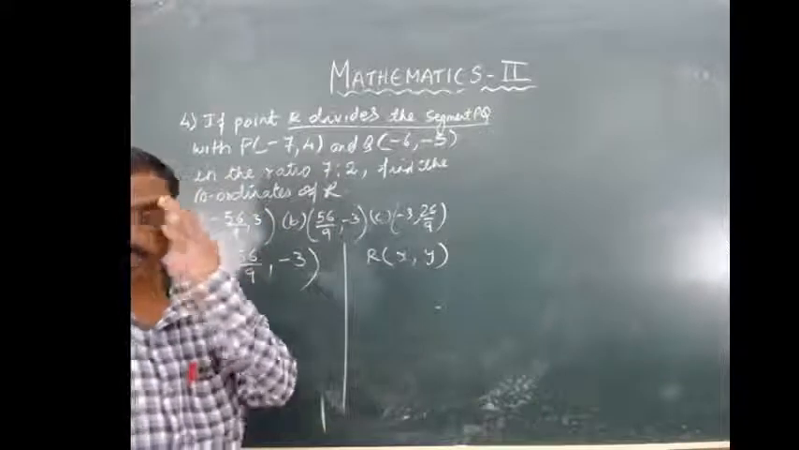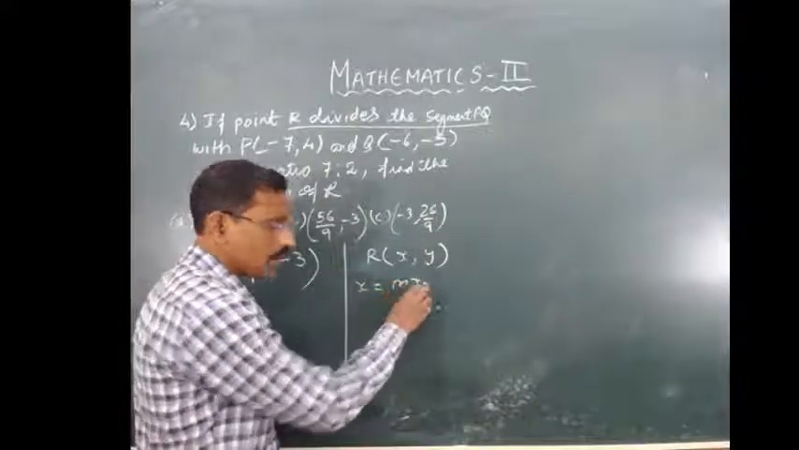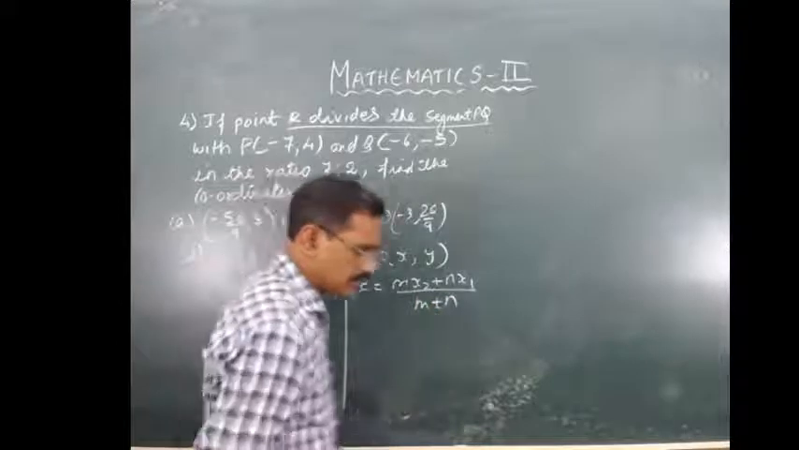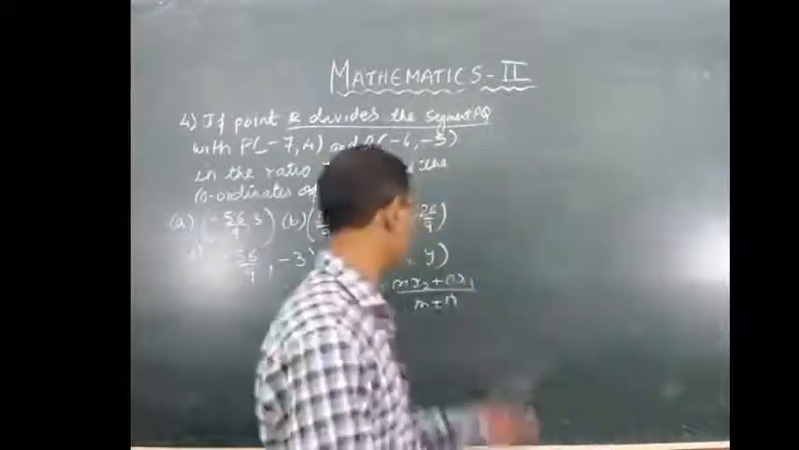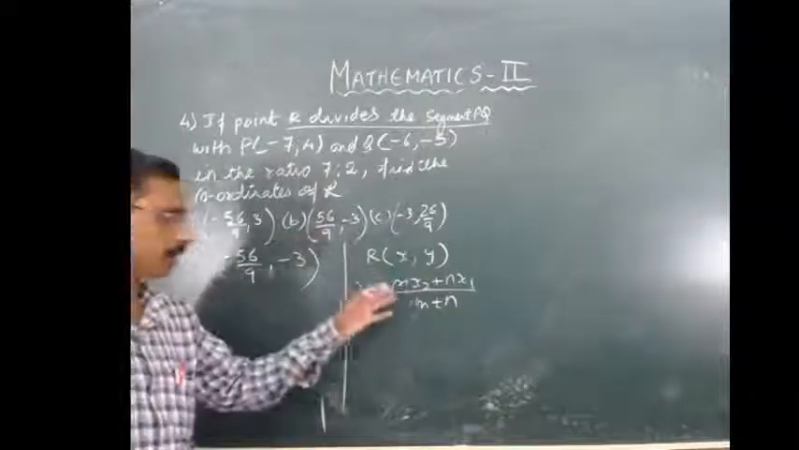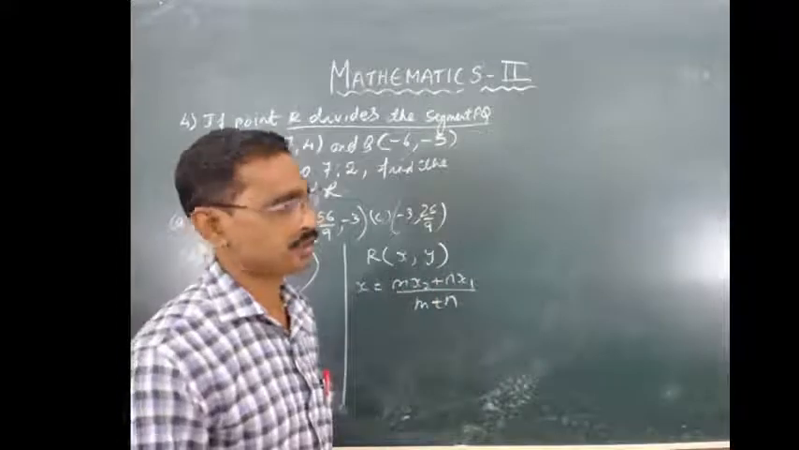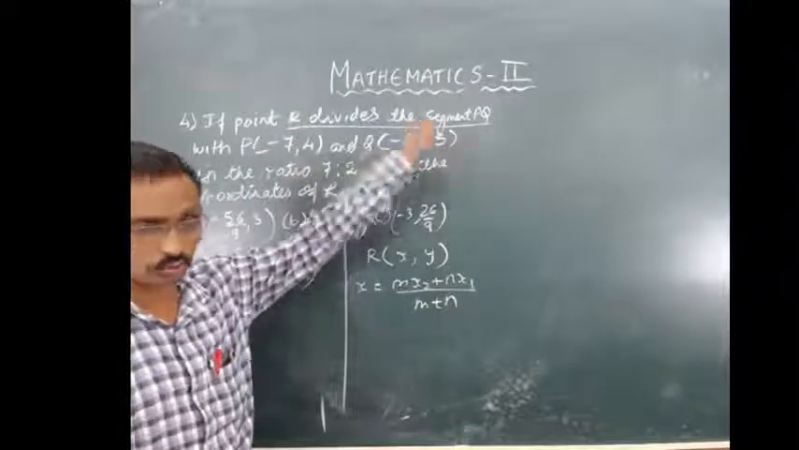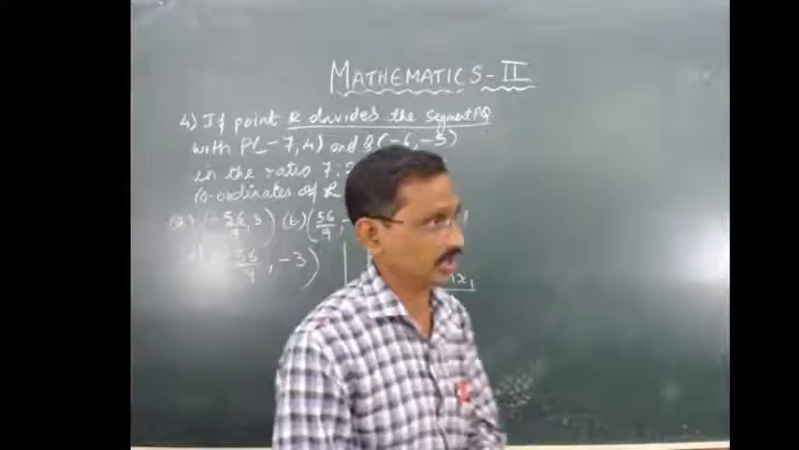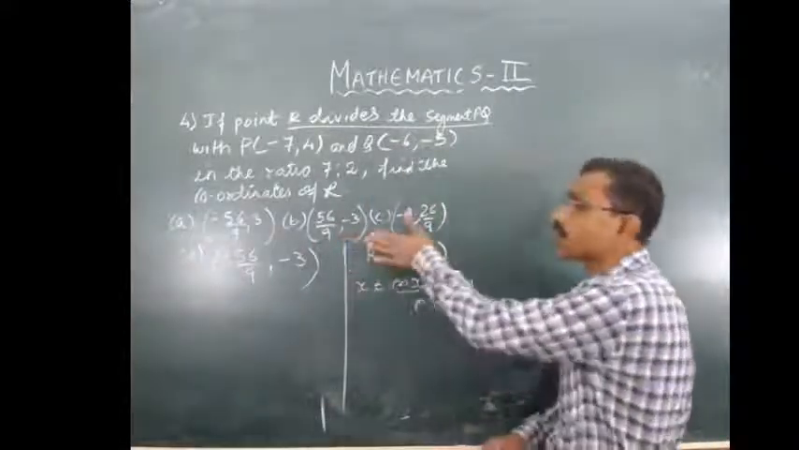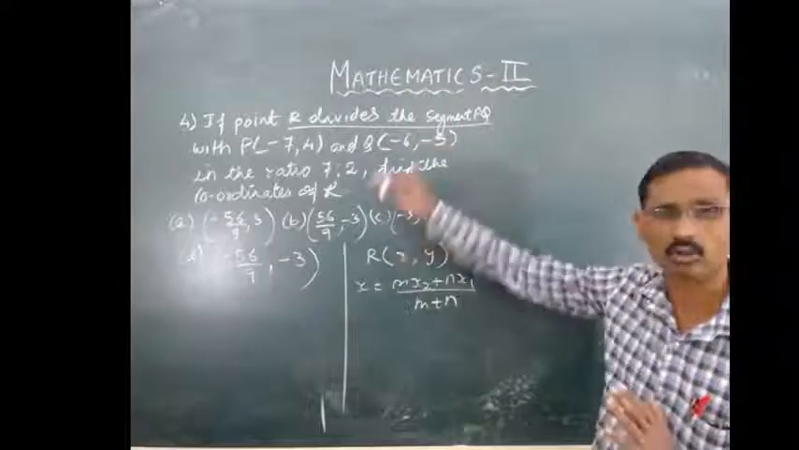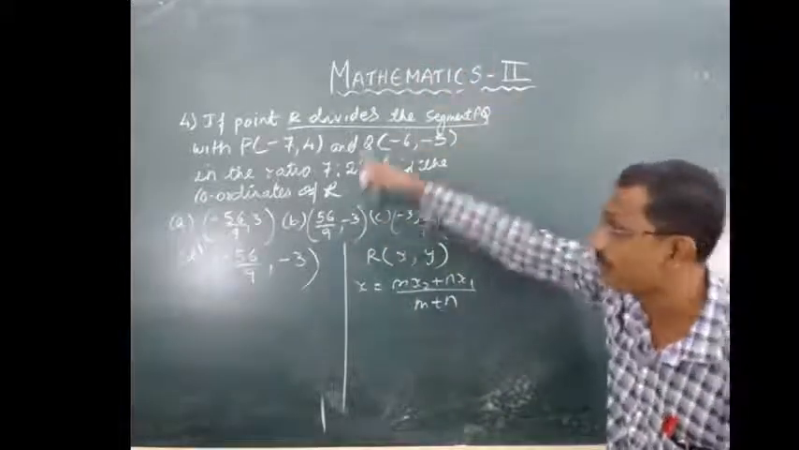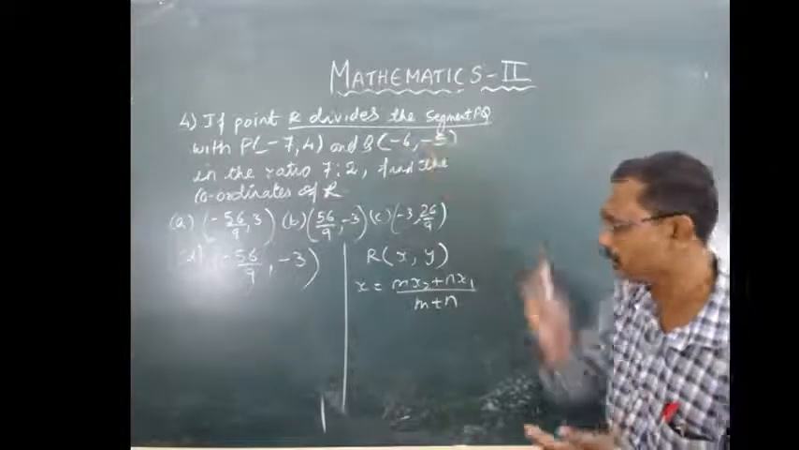So by section formula, what do we get? x is equal to mx2 plus nx1 upon m plus n. This formula is called the section formula. When we are finding the x value, it is mx2 plus nx1 upon m plus n. Do you have the values of x1, y1, x2, y2? Yes, all the values are given to us. I have not written the values of x1, y1, x2, y2, but if you want, I can write them. What are m and n? That is 7:2, which is already given to us.